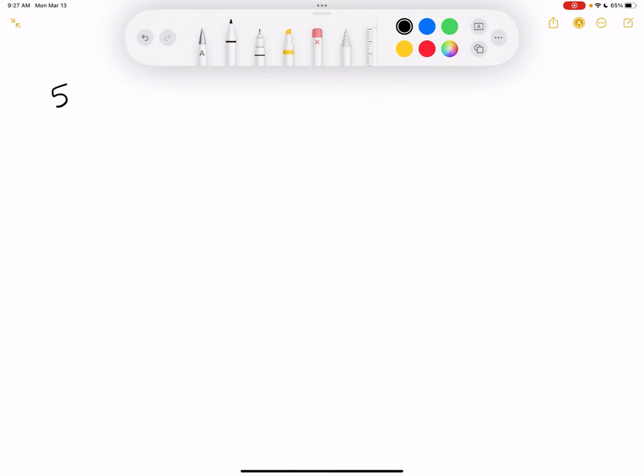Something. He's visiting his great-grandfather. He's in hospice. All right, 5.5, the law of sines.